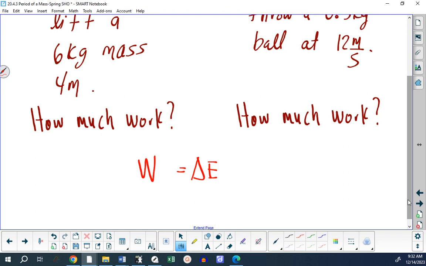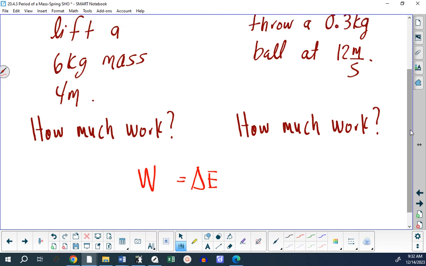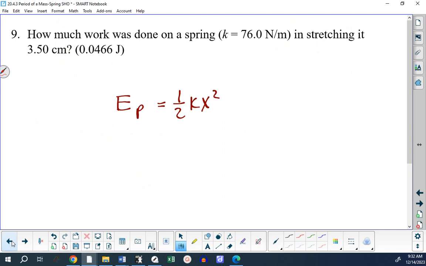of the system. So all I have to do to find the work done here for the 6 kilogram mass being lifted is find its potential energy. All I have to do to find the work done in throwing this ball at that speed is find its kinetic energy. All I have to do in question 9 to find the work done is calculate the potential energy. Does that make sense? Okay. Other questions from yesterday? Yeah.